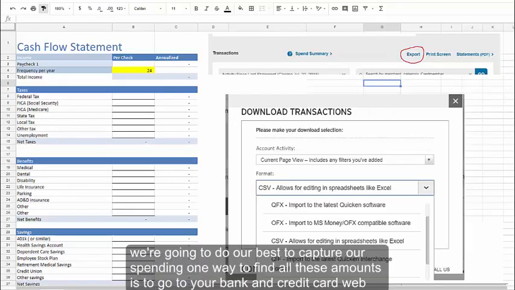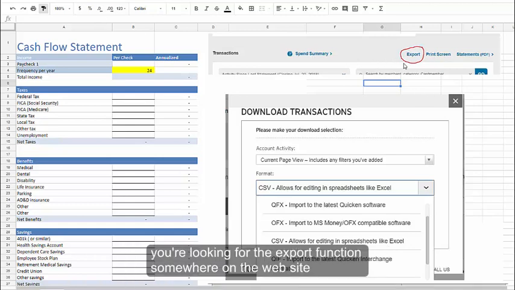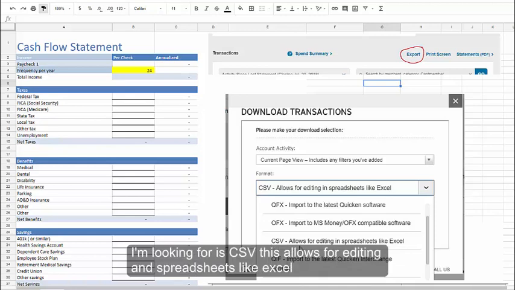We are going to do our best to capture our spending. One way to find all these amounts is to go to your bank and credit card websites and download the last 3 months of data into Excel. As you can see, this is an example from one of my accounts. You're looking for the export function somewhere on the website. In this case, it gave me a box to show me different ways that I could export it. And what I'm looking for is CSV. This allows for editing in spreadsheets like Excel.